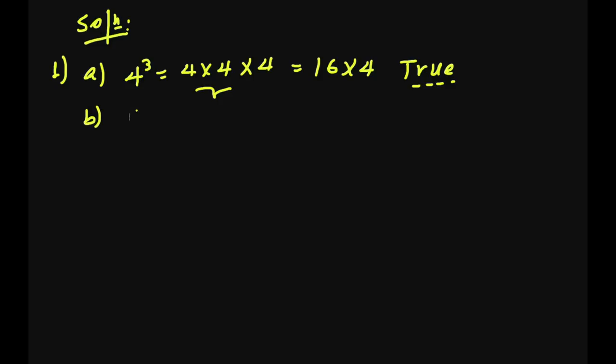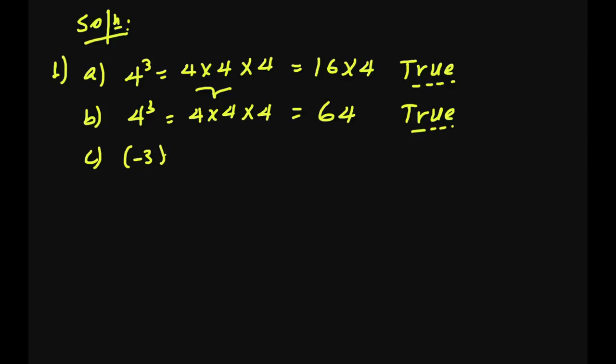B: 4 to the power of 3 means 4 times 4 times 4, which is 16 times 4, so 64. This is also true. Take a note.